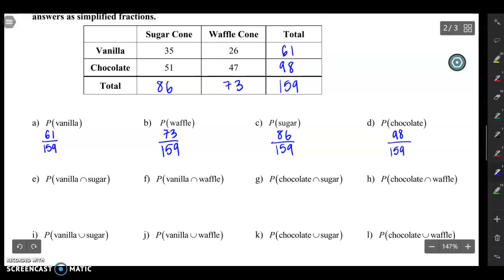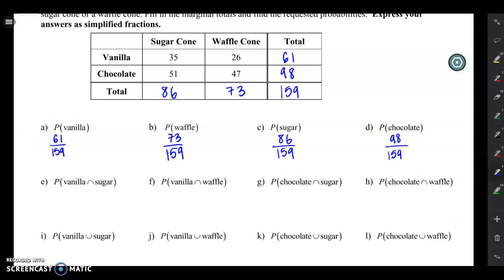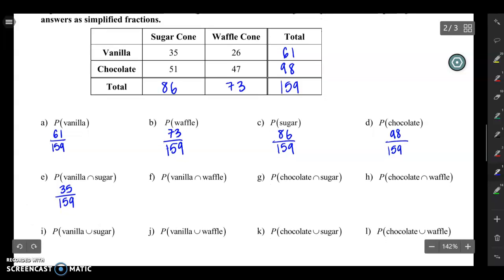All right, let's go ahead and do a couple examples looking at intersections and unions. In example E, I want the probability of vanilla intersection with sugar. I want to know how many people ordered vanilla ice cream and a sugar cone. So I'm just looking at that overlap between the vanilla and the sugar categories. That's going to be just the 35 people that ordered vanilla ice cream and a sugar cone, and that's still out of my total 159.